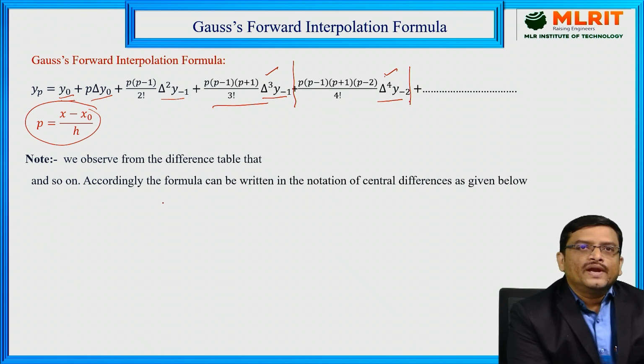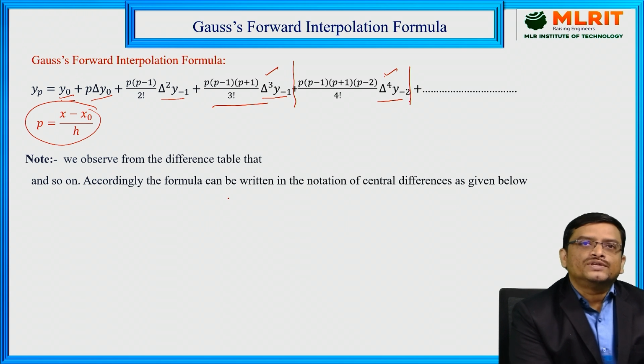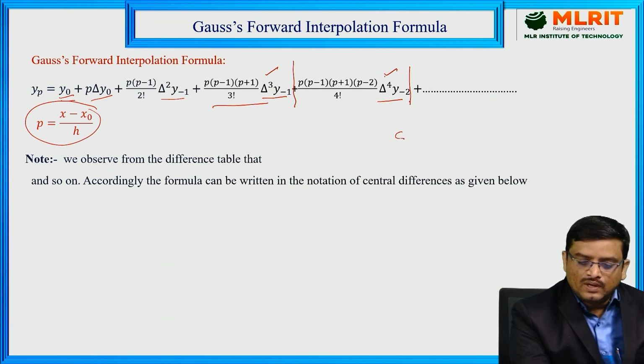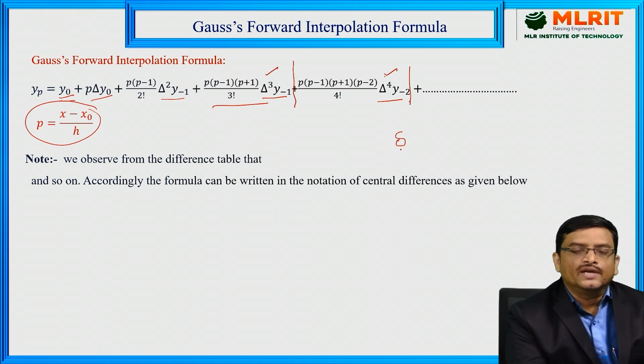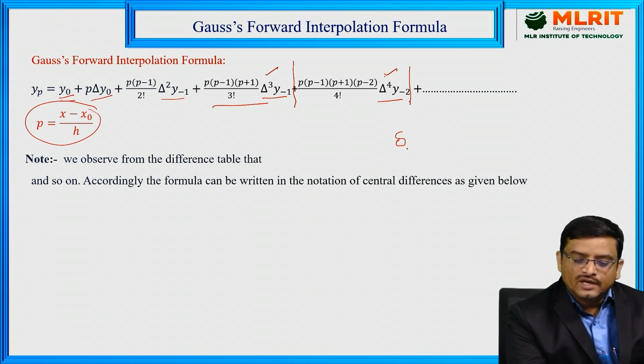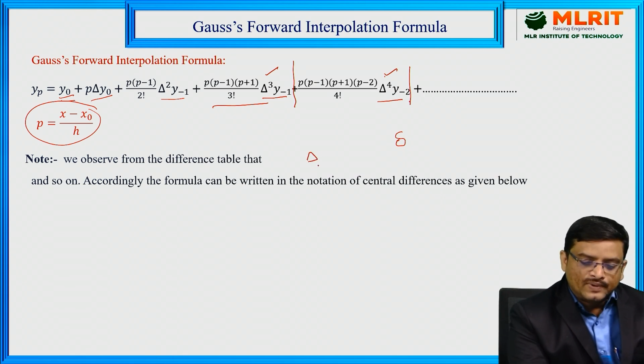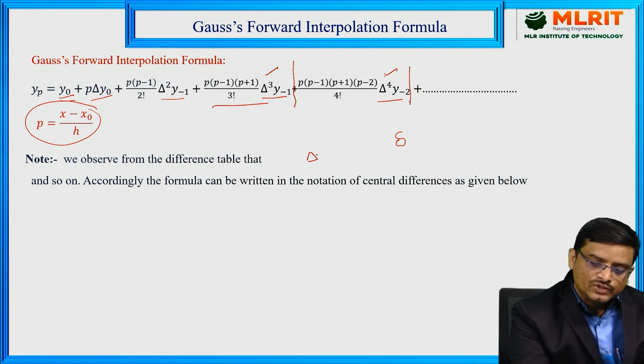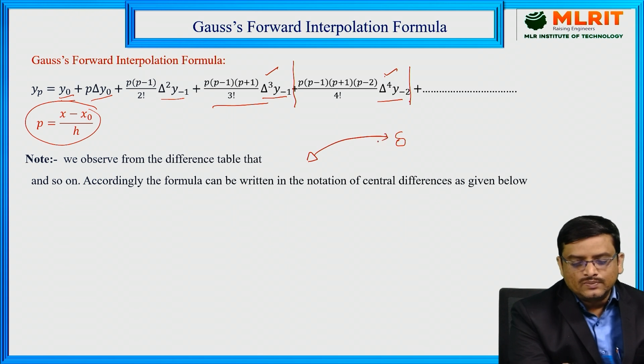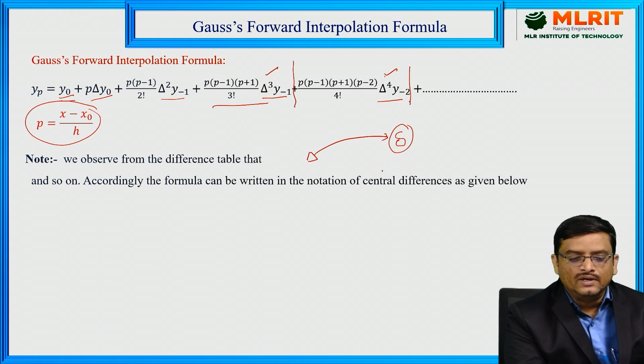Here we can also represent this Gauss forward interpolation with another notation, another operator. That operator is represented with a small delta. So this small delta we can also call a central difference operator. But up to now we have taken only the help of the forward operator, that is delta. So we can also represent this same Gauss forward interpolation or Gauss backward interpolation with a small delta. This small delta we can call a central difference operator here.